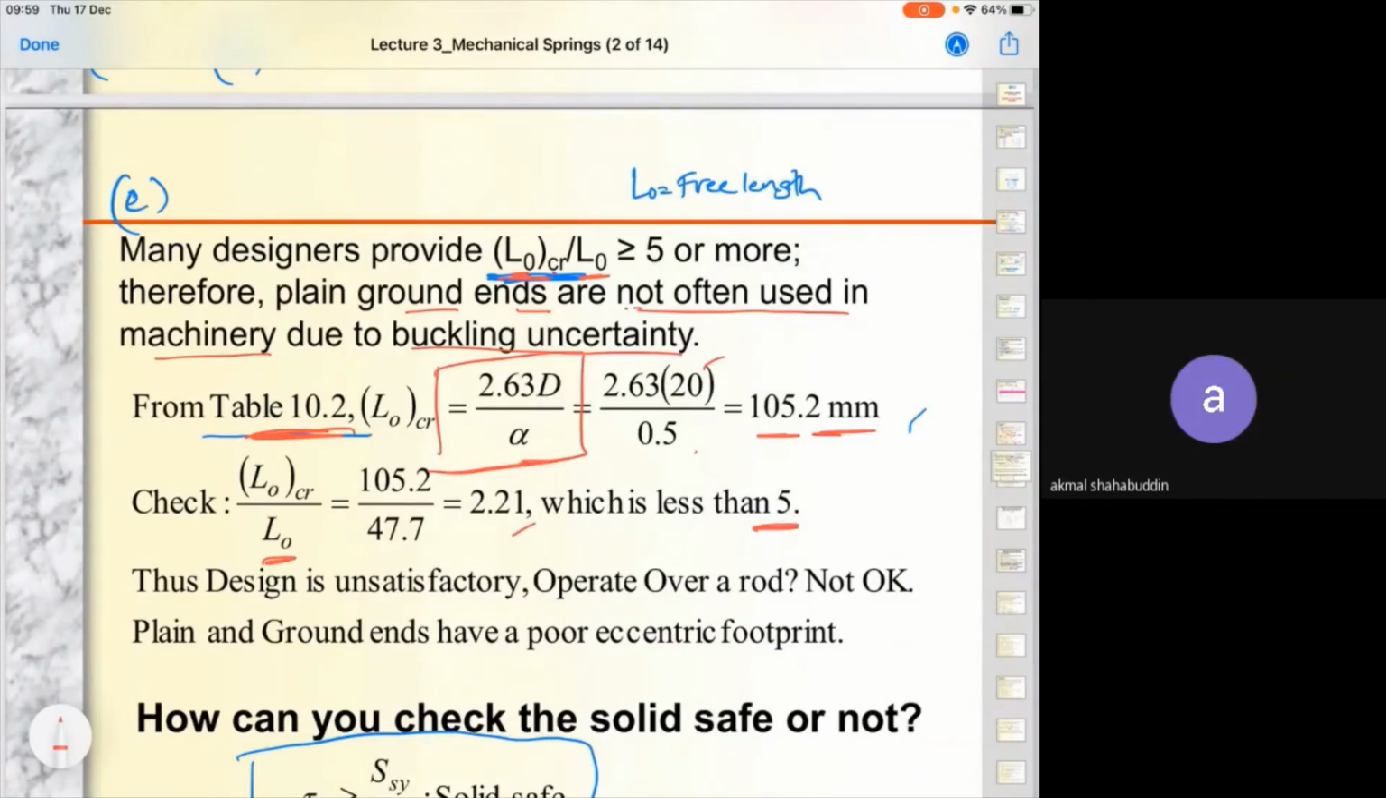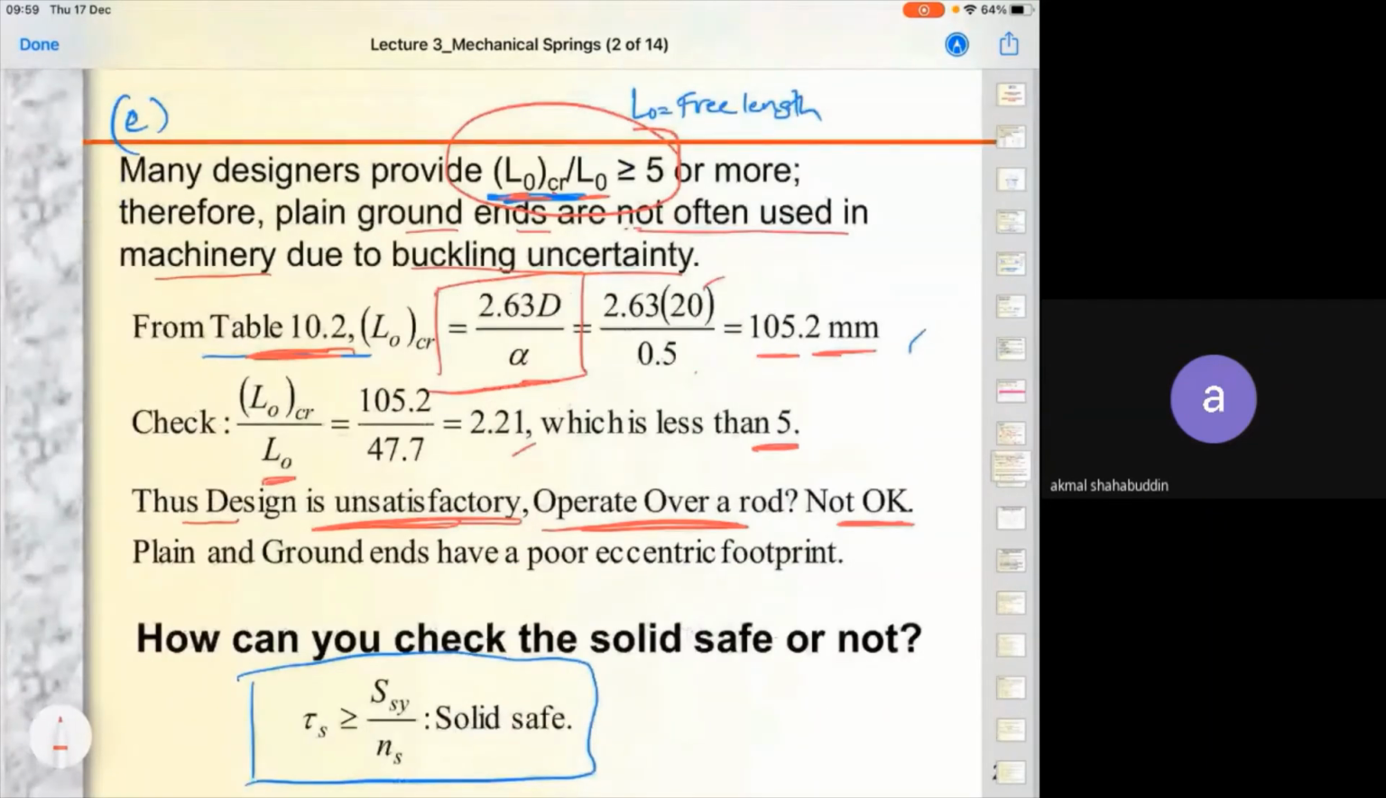Kalau kita kata less than 5, sebab ini adalah design yang usually acceptable for total length untuk spring, kita kata keputusannya adalah this design is unsatisfactory. Operate overload, jawapan dia not okay. Kenapa? Sebab bila dia adalah less than 5, maksudnya apa? Dia macam factor of safety lah. Kalau kita patutnya boleh mampu lebih pada 5 tu, maksudnya dia capable lagi, dia lagi strong.